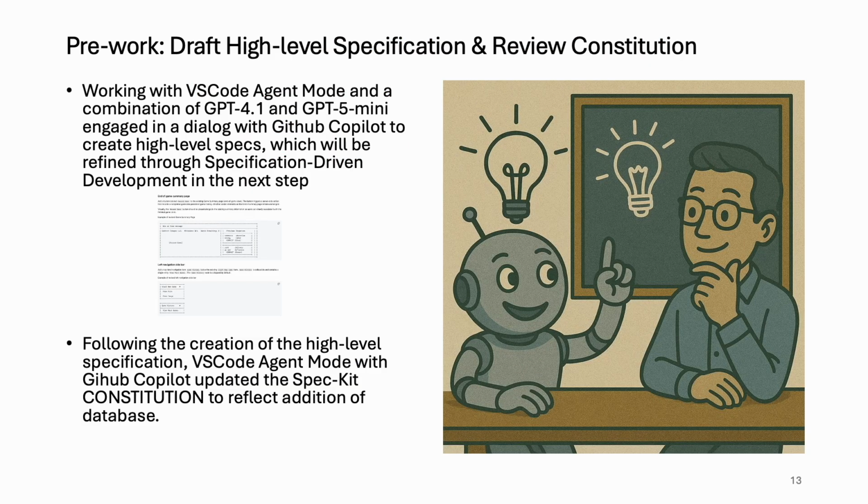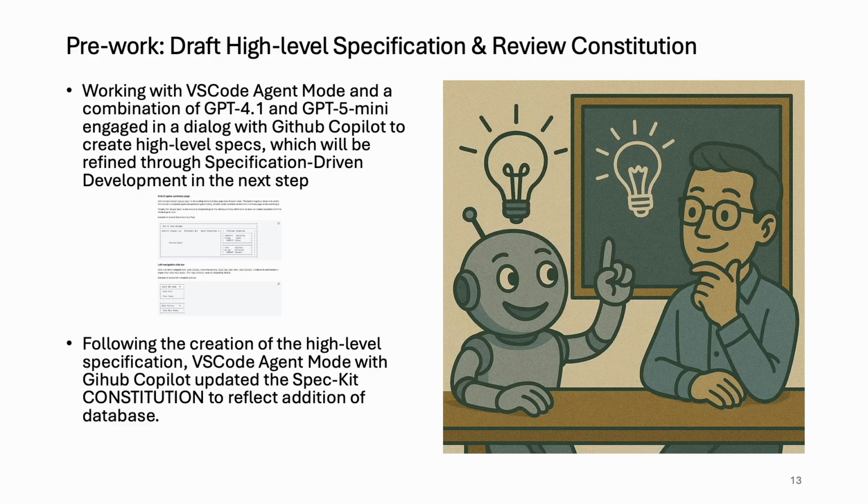Before any code was written, I started with pre-work. Using VS Code agent mode, I worked through the high-level ideas in a dialogue with GitHub Copilot using a mix of GPT-4 and GPT-5 mini LLMs. The goal here wasn't perfect detail, it was to clearly capture intent.